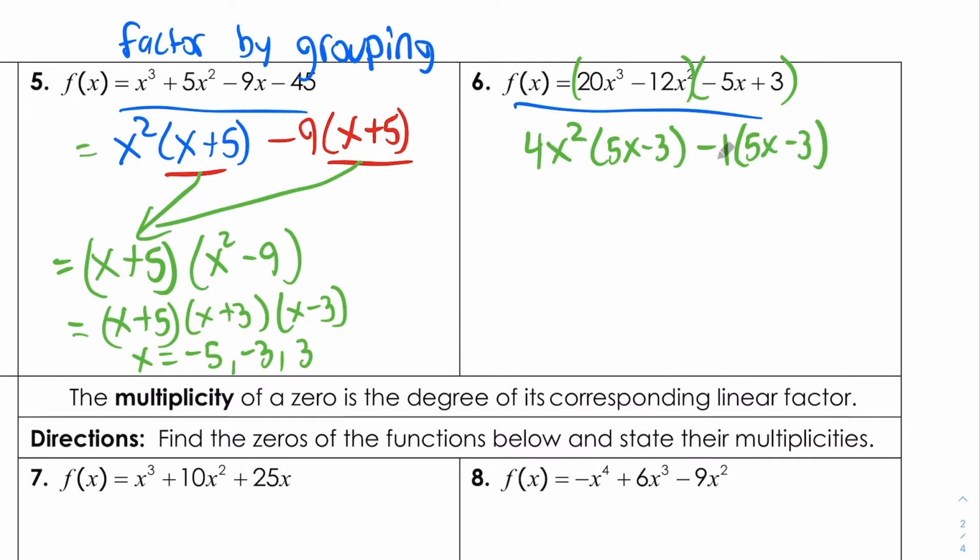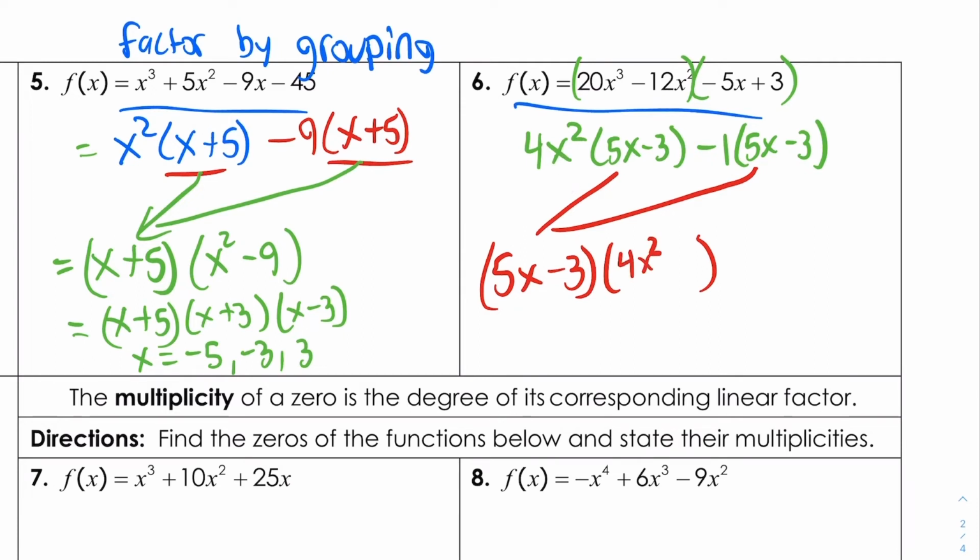Since both of these two terms are being multiplied by 5x minus 3, we are now allowed to take that common factor and pull it out in front. 5x minus 3 was multiplying both of those terms, so 5x minus 3 was multiplying 4x squared, and the 5x minus 3 was multiplying a minus 1.